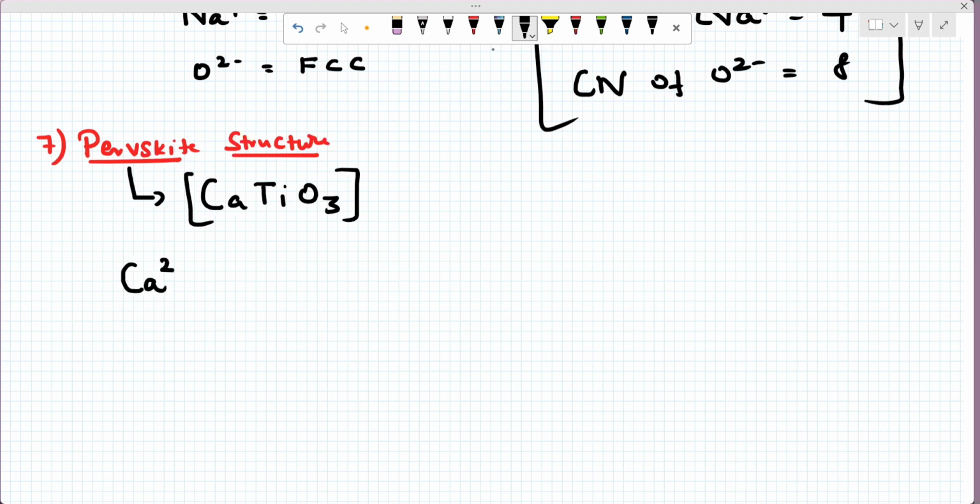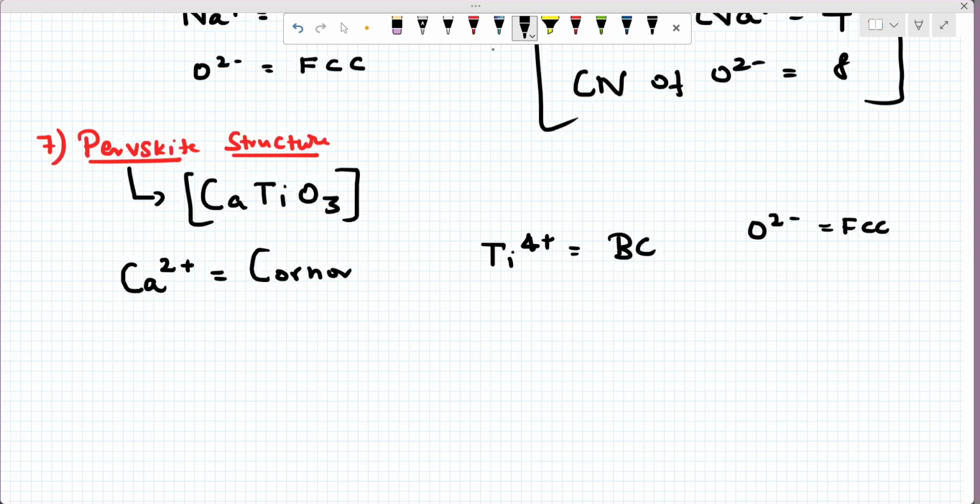Calcium 2 plus occupies the corner. This you have to read, there is no way around it. Titanium 4 plus occupies the body center. And O2 minus, the oxide, forms FCC. Now the oxide declares the other coordination numbers. This is the coordination number.